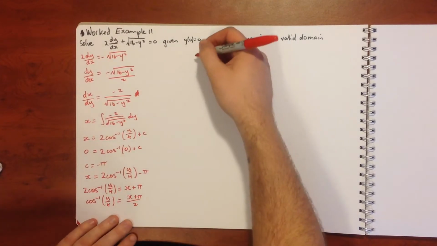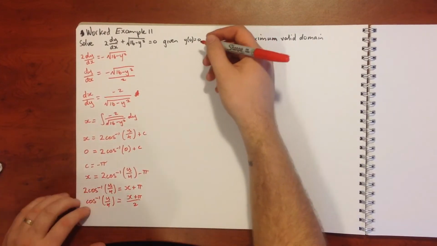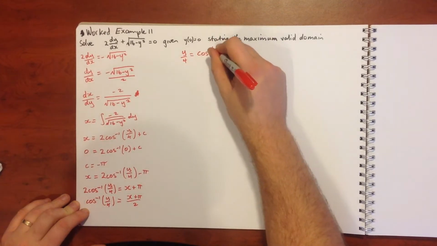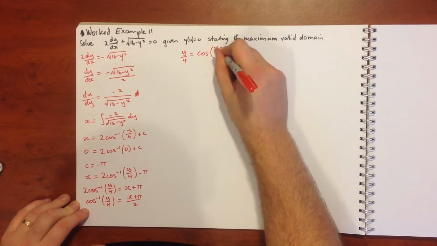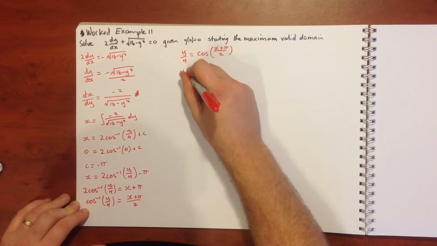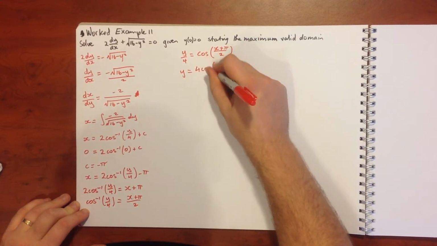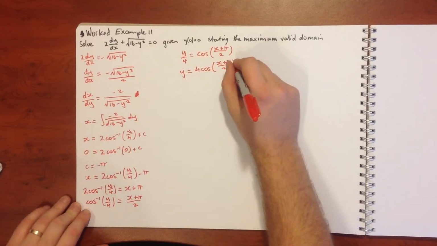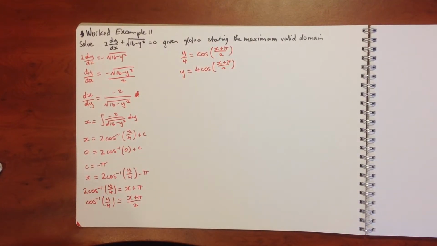That means we can say our y on 4 is equal to cos of x plus pi on 2. So y equals 4 cos of x plus pi on 2. So we've been rearranging that right through.